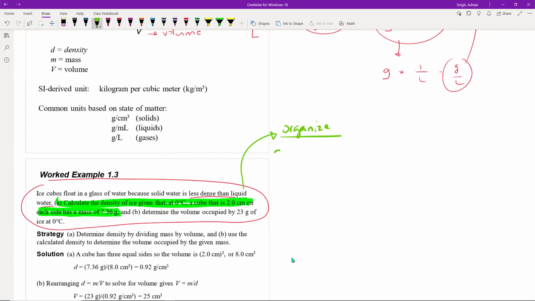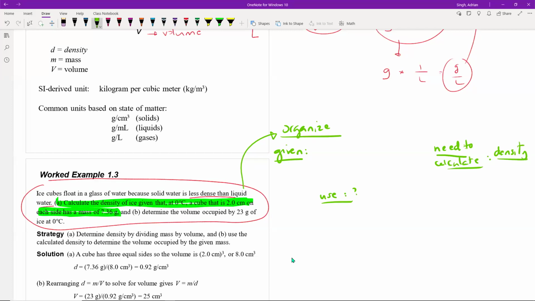What are we provided with? Okay, what are we given? What do we need to find? What we need to calculate, in this case. And then hopefully by identifying what we're given and what we need, we can then figure out what we're going to use to get there. Okay, so in this problem, we are told we want to calculate the density of ice, right? So we want to calculate density.